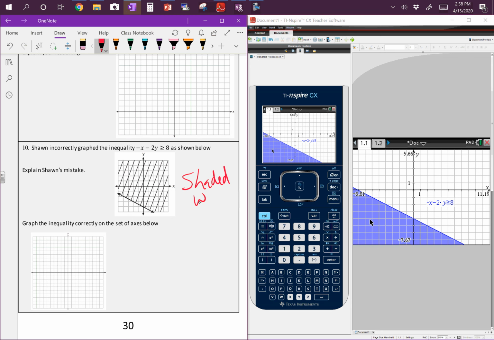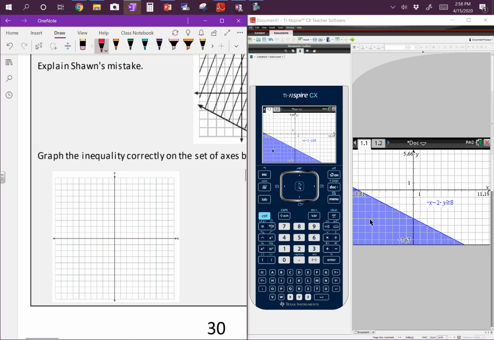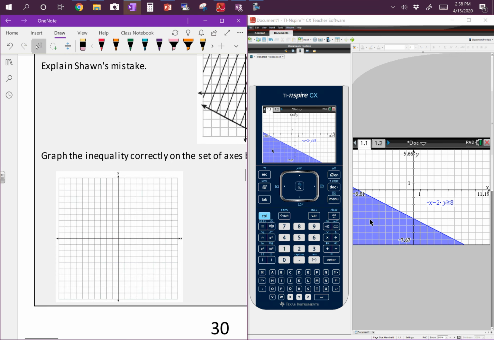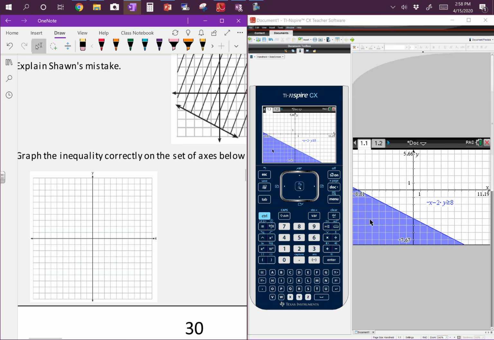Shaded wrong. Poor Sean. Slash squirrel. Okay, so let's correct poor Sean's mistake. We gotta go down 4, 2, 4, and then the slope is down 1/2.